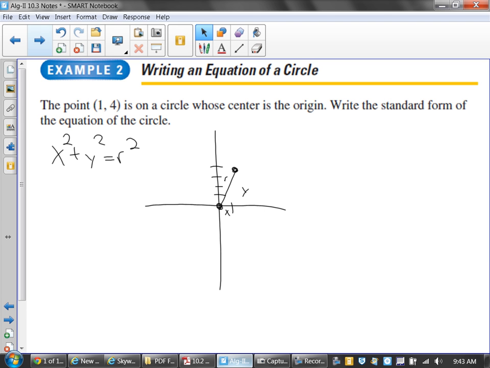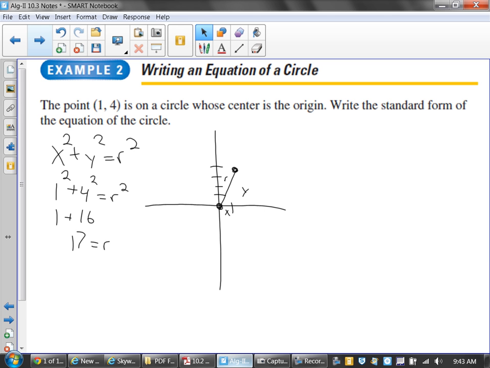What's 1 squared? 1. And what's 4 squared? 16. So what's r squared?